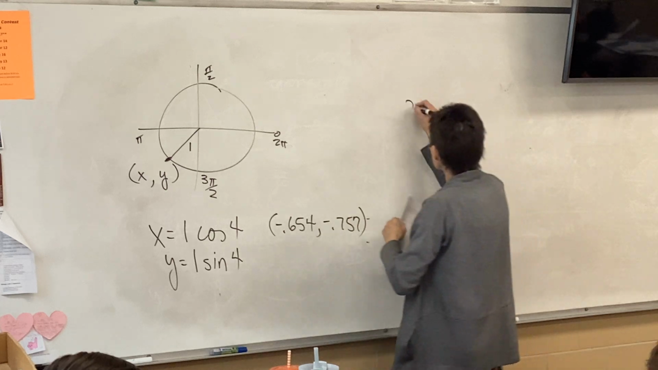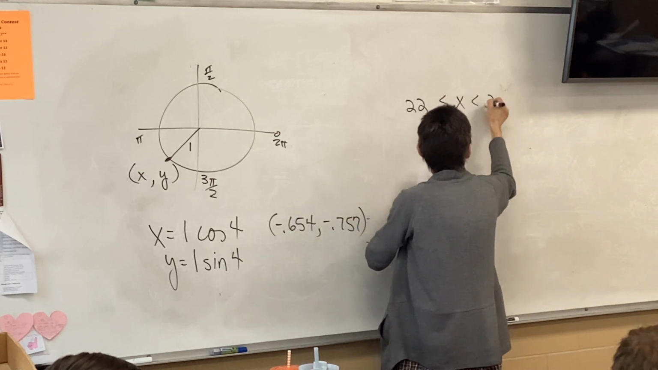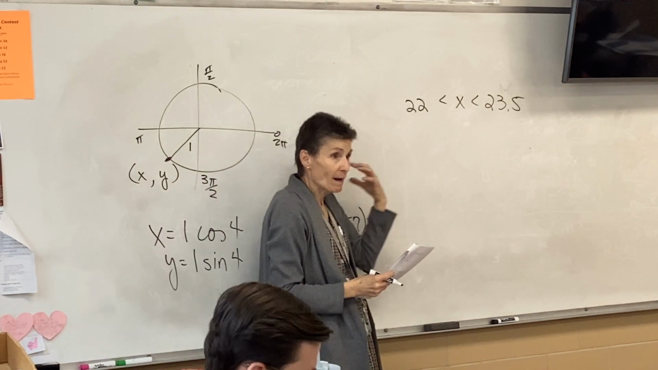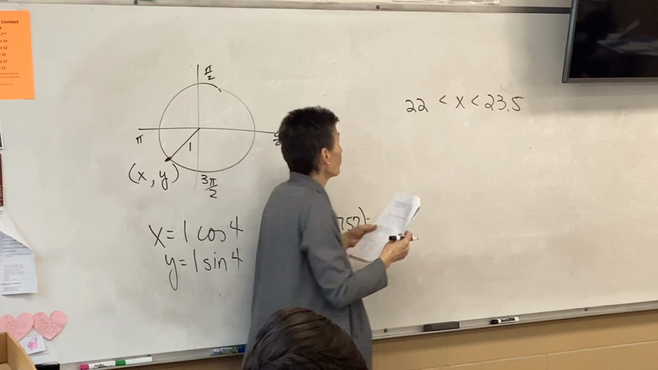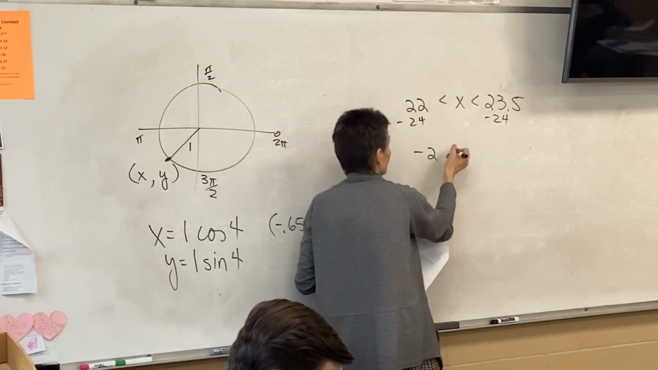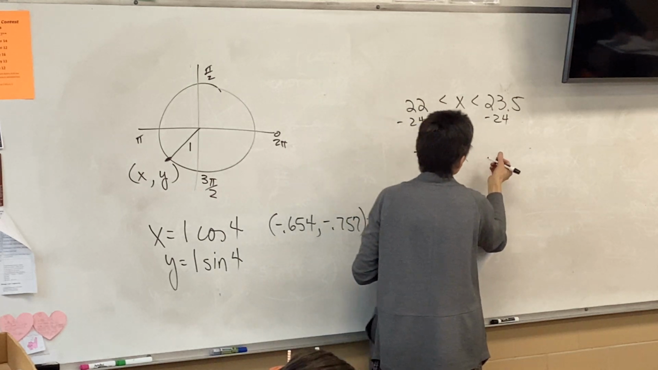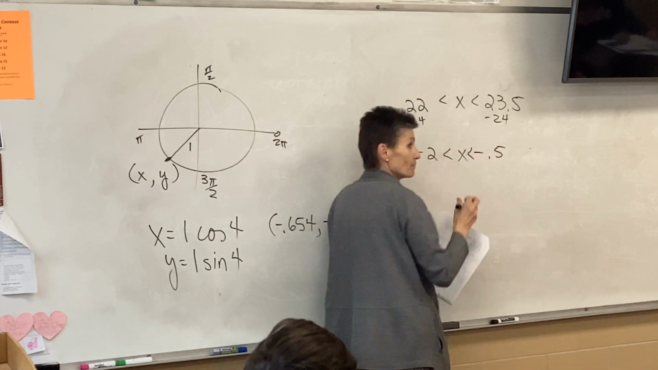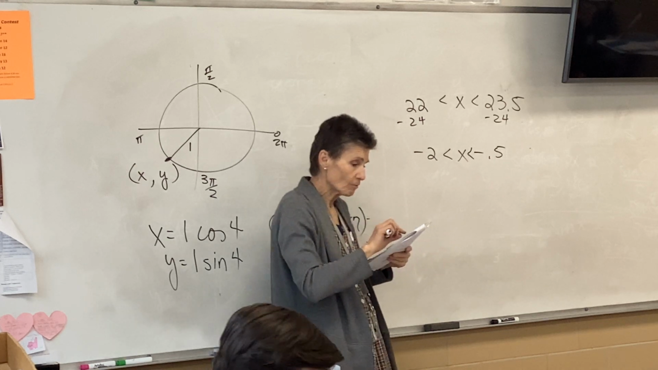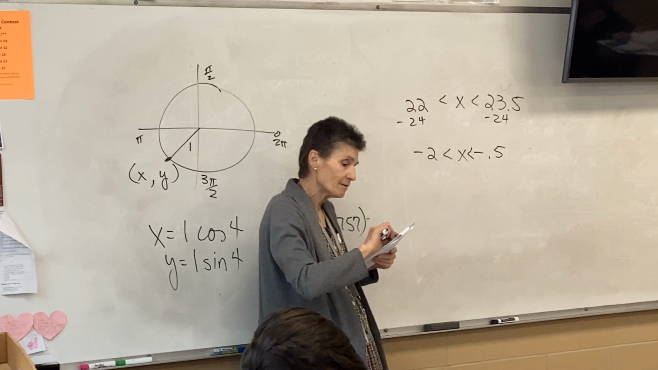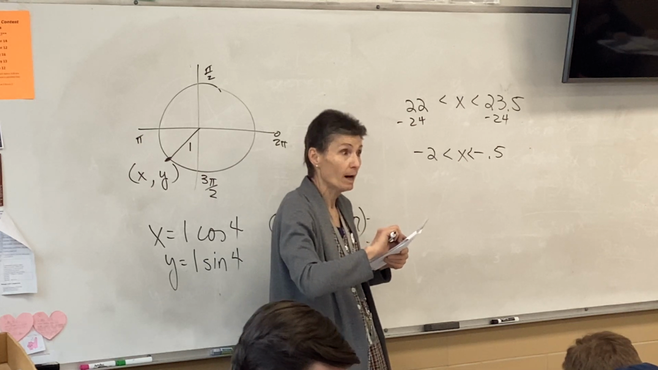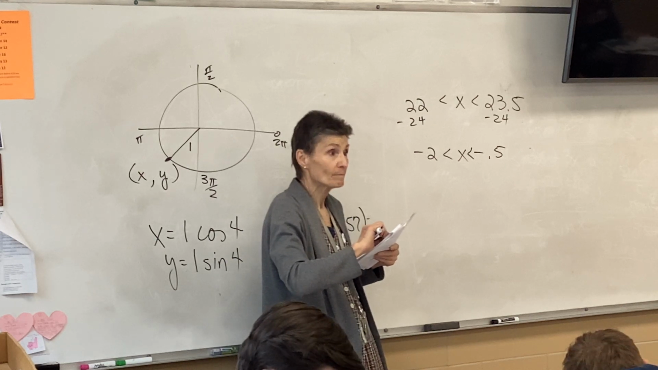So if we are interested in 22 to 23 and a half, we can back this up by multiples of 6. So what if I subtracted 24 from both of these? Then I would be looking at the interval from -2 to -0.5. Is that on my graph? Yep. So look at your picture from -2 to -0.5. We are definitely concave up and increasing.